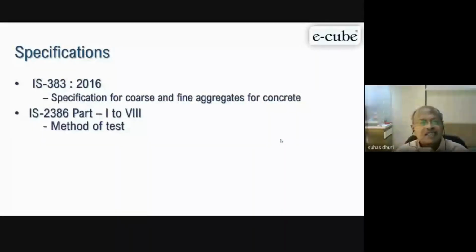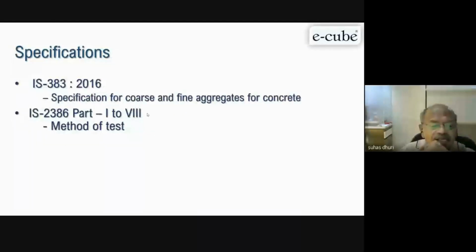Now, the requirements or specification of coarse and fine aggregate are given in a very important code. It was first issued in 1970 and revised in 2016. That is IS 383. You must always have a copy of this code with you. It is the specification of coarse and fine aggregate to be used in concrete. So one is IS 456, then you go for IS 383, because its latest version came in 2016. And how to test these aggregates, the various tests we'll discuss, are given in IS 2386 part 1 to part 8, where methods of test are specified.